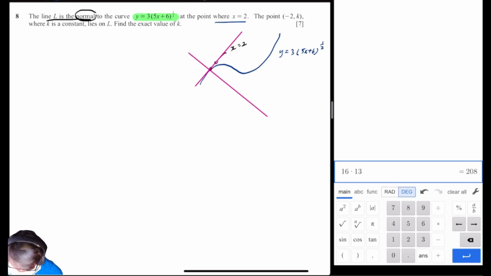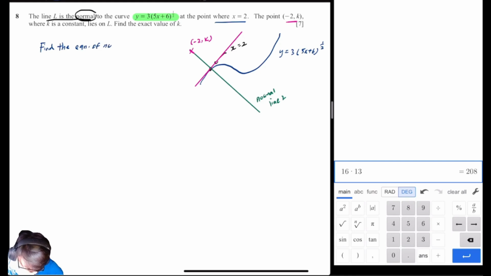Maybe we shouldn't use the same color. I'll use the green line to represent the normal, line L. And then they've given us that the point minus 2, k is somewhere over here on the line. We have to find this exact value. So before anything, we have to find the equation of the normal. We know that the equation of a normal is a straight line, so we have to use the formula y equals mx plus c.